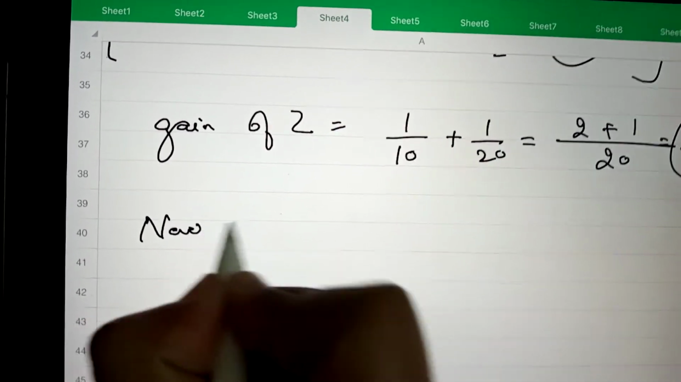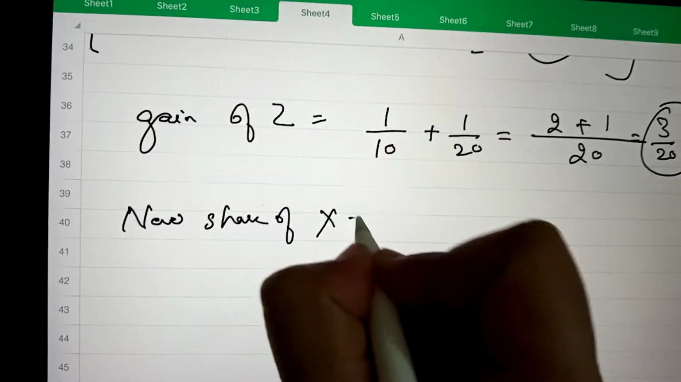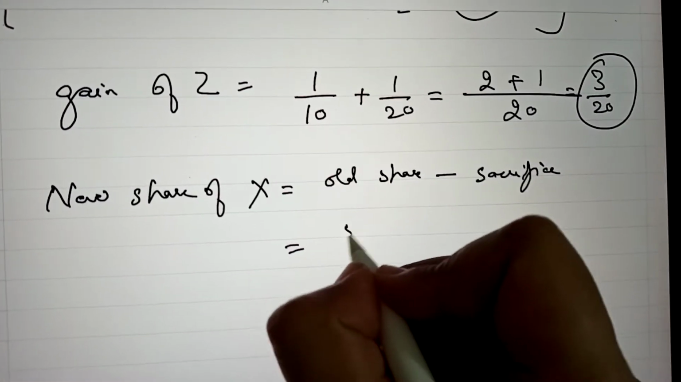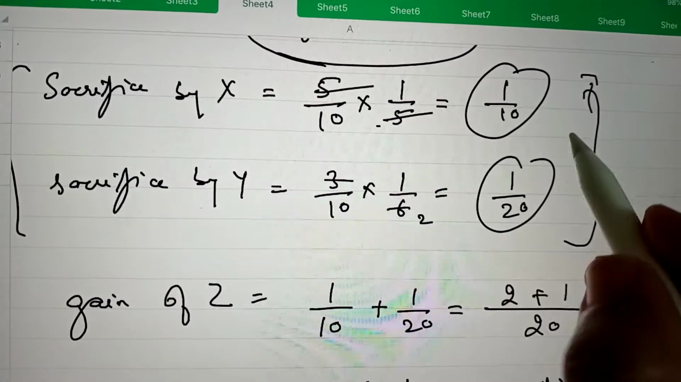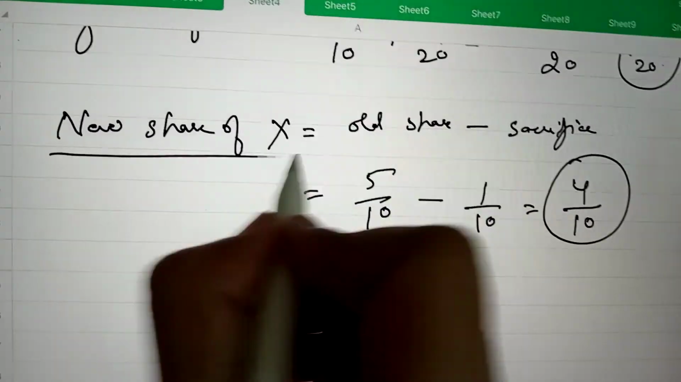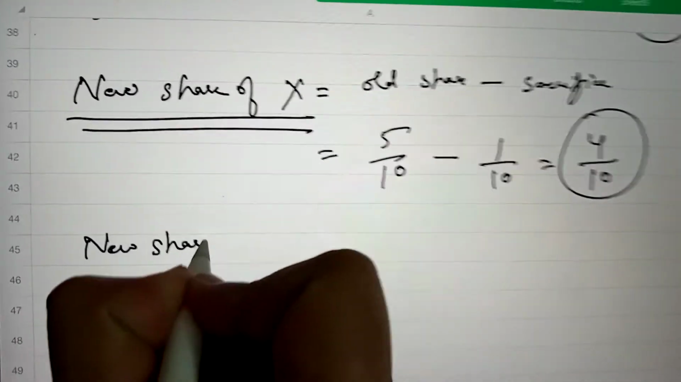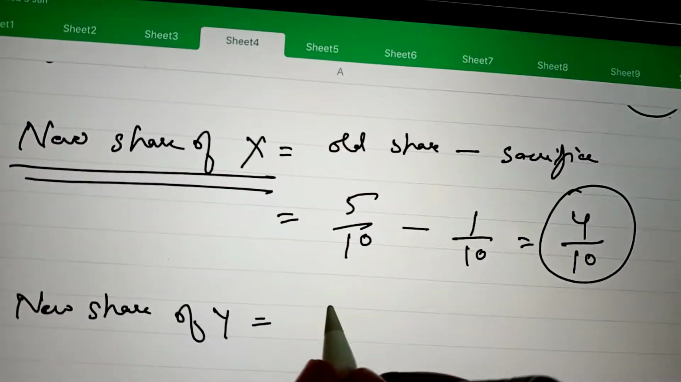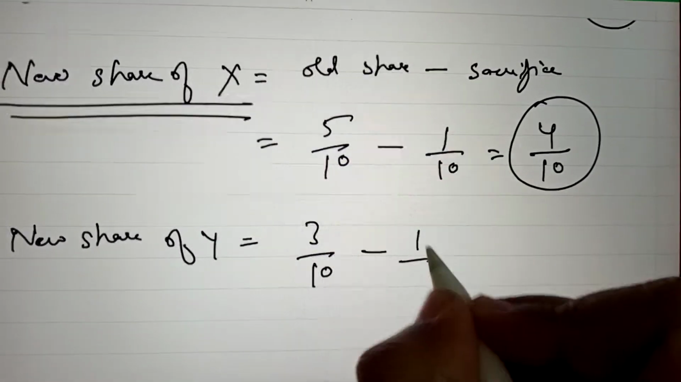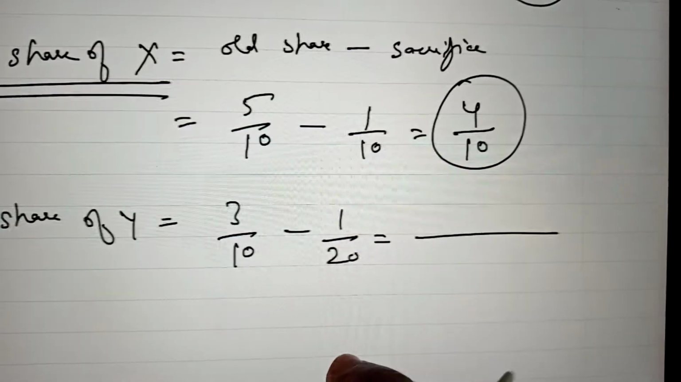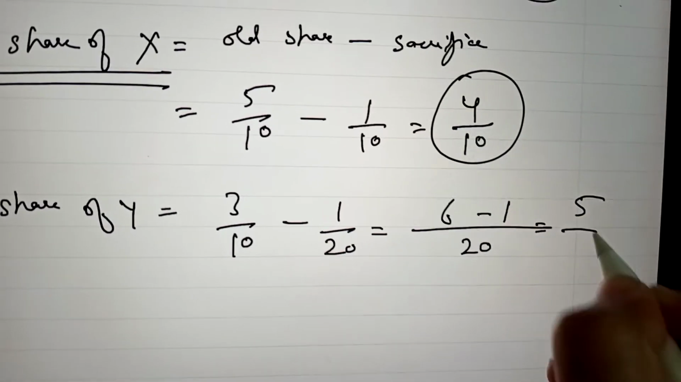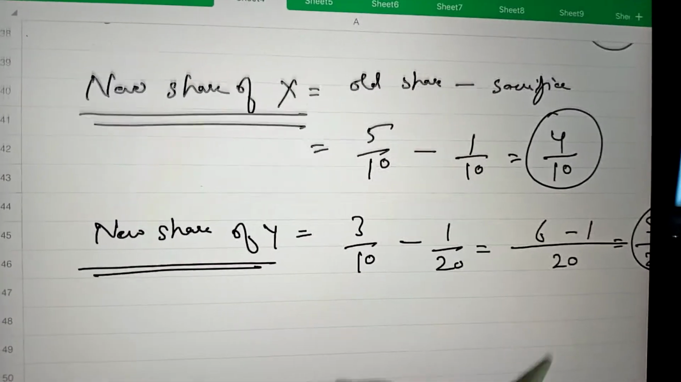Now new share can be calculated. New share of X is equal to old share minus his sacrifice. His old share is 5/10 and sacrifice made by him is 1/10. So here the answer is 4/10 is new share. Next is the new share of Y. Same formula. Old share is 3/10 and sacrifice is 1/20. So here we can take the LCM and it will come 5/20. It is the new share of Y.